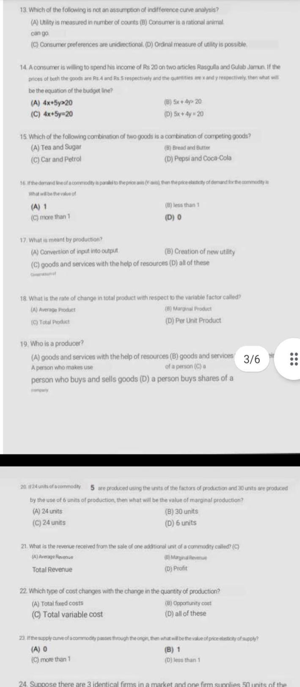Now next question number 15. Which of the following combinations of two goods is a combination of competing goods? Competing goods, that means the last one, Pepsi and Coca-Cola.